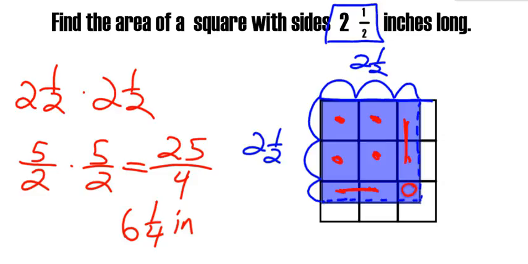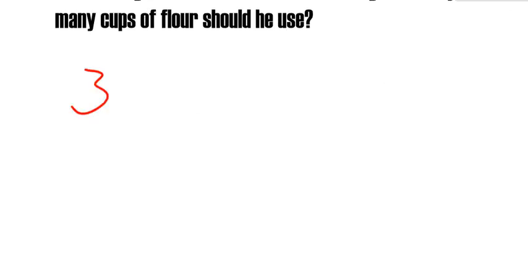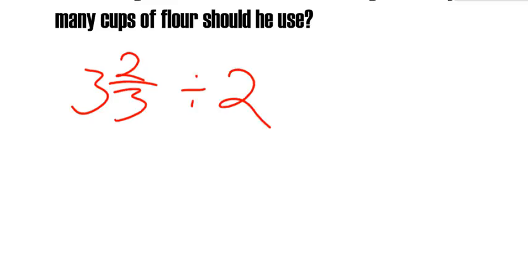Continuing on, let's go. The opposite, of course, would be division. I have a biscuit recipe: 3 2/3 cups of flour. To make half a batch, Greg divided the amount of each ingredient by 2. I guess this is my Greg voice. How many cups of flour should he use? So we're going to take our 3 2/3 and divide it by 2.